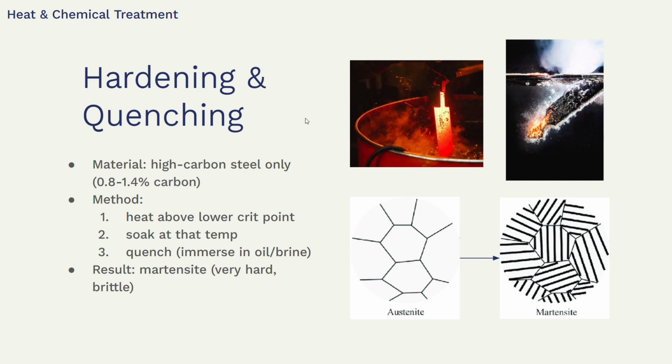Moving on to hardening and quenching. This is done on high carbon steel only, and we do it by heating it above its lower critical point and then leaving it to soak at that temperature. This gives it an austenite structure, which is ductile and formable. It can be easily shaped. Then we quench it. We immerse it in oil or brine. And brine is kind of like salt water. This results in a martensite structure, which is very hard and brittle.